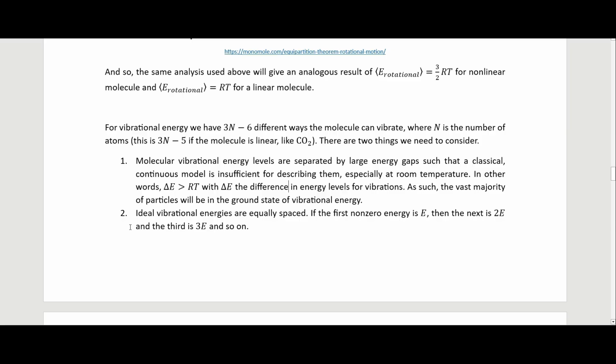The other thing we need to take into account is that ideal vibrational energies are equally spaced. If you've taken a general chemistry class, you'll see those energy level diagrams for electronic transitions, and we know that the further up you go, the less space there is between them. But for these ideal vibrational energies, they are equally spaced. So if the first non-zero energy is E, then the next would just be twice that, the third would be 3 times that, and so on.